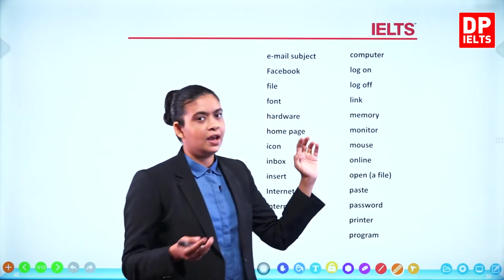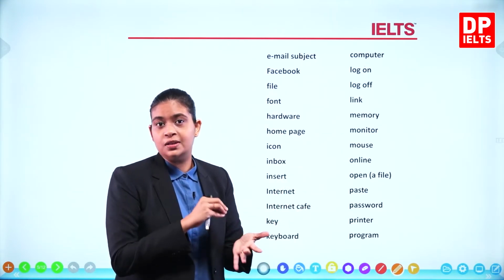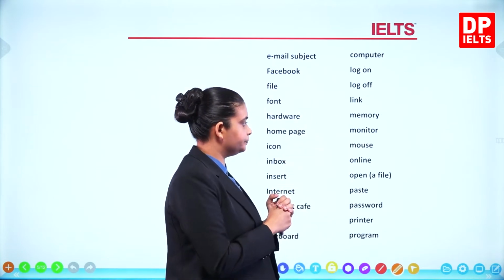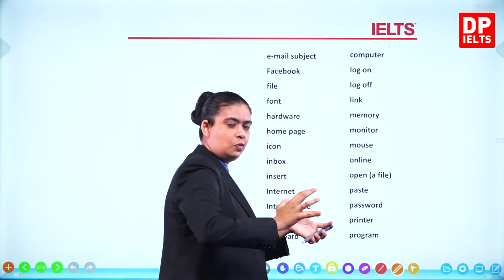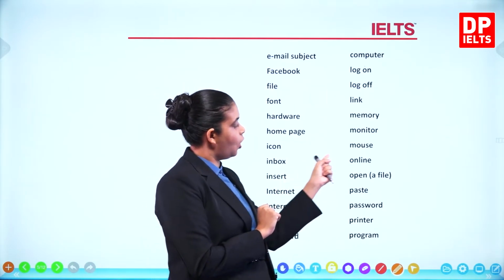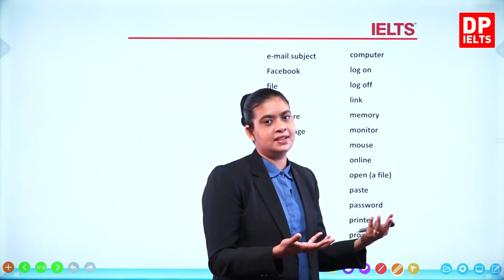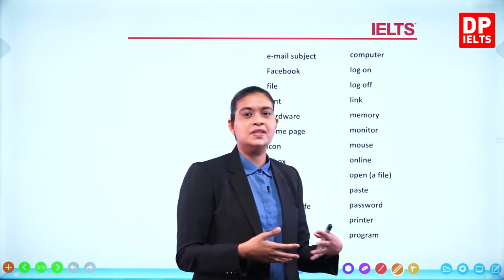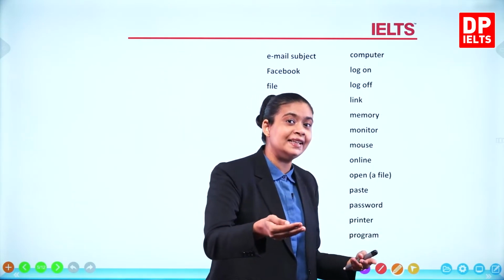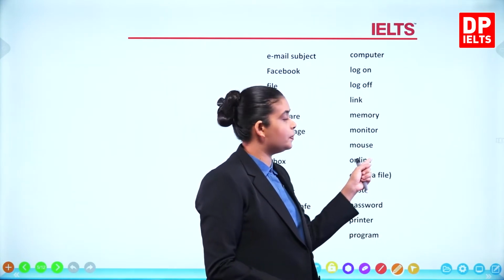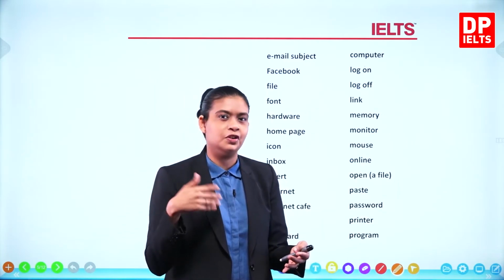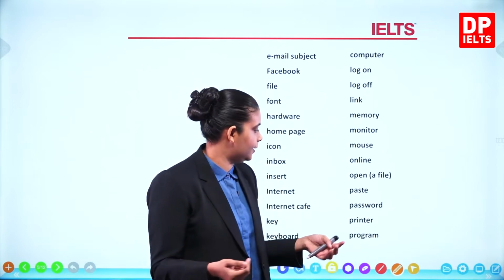Memory is where they keep everything stored, so the computer has a memory. Monitor is the screen. Mouse is the little thing you can move around. In laptops, you can just move your hand like that. Online is when you go on the internet and you search something, or we say, I'm online. On WhatsApp, you're online, where you can be available anytime. Open a file is the opposite of close a file.